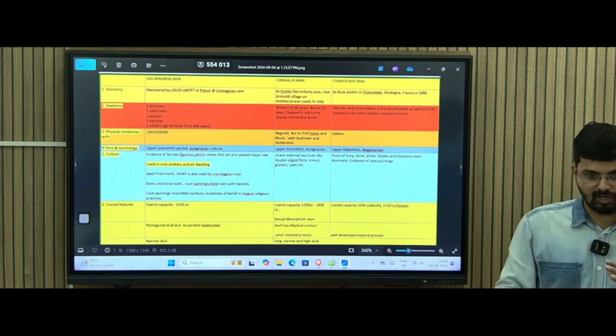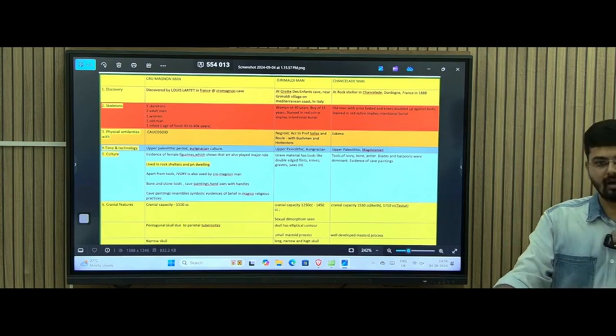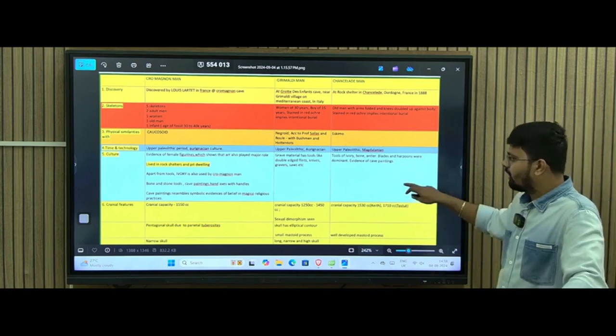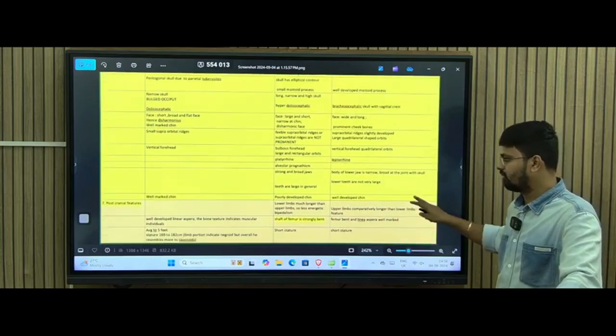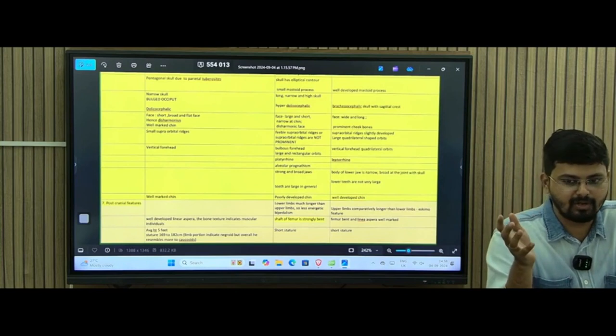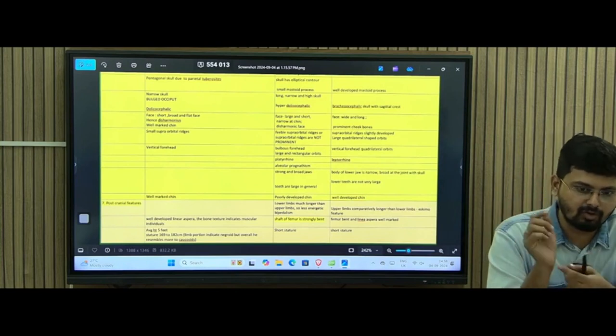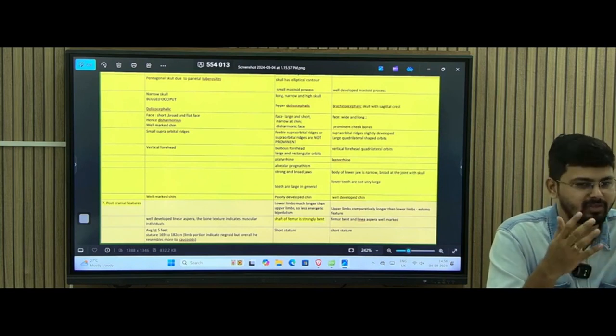So don't bother about cultures. Anyhow, we'll be doing it in much greater detail in archaeology. Tools have been found, and again the cranial and the postcranial features. These are the things which you have to keep in mind. And if you take a printout of this and go through it daily for 2 minutes in the morning, most of the things you'll remember.